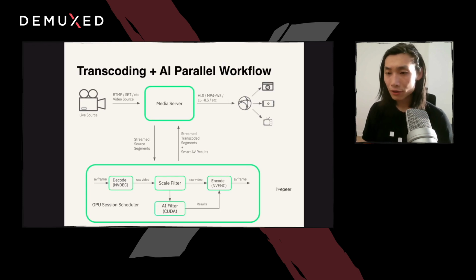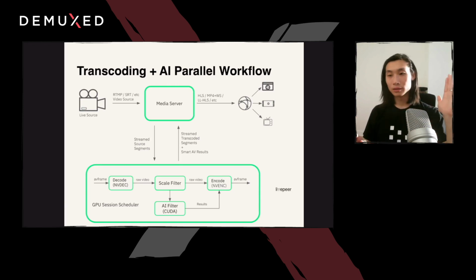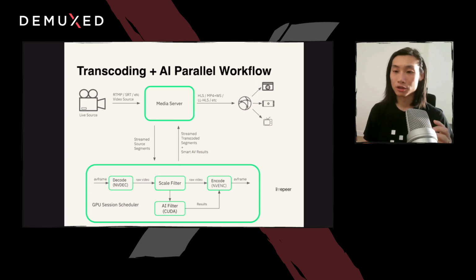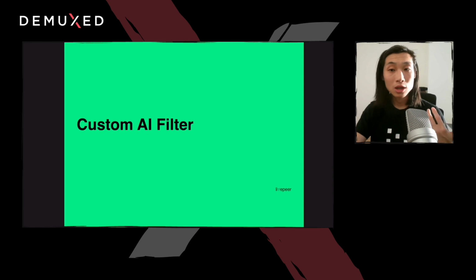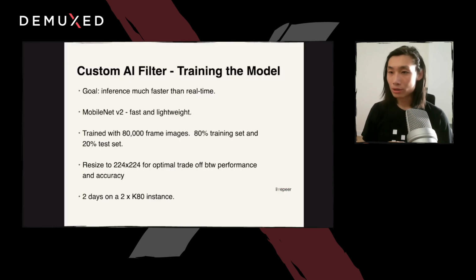So in this filter graph, it would be nice for us to just introduce another AI filter that also lives on the GPU, right? And things can kind of happen in parallel so that encoding and decoding and AI filter can all happen at the same time. So in order to do this, we had to build a custom AI filter. To do this, we did a couple of things.